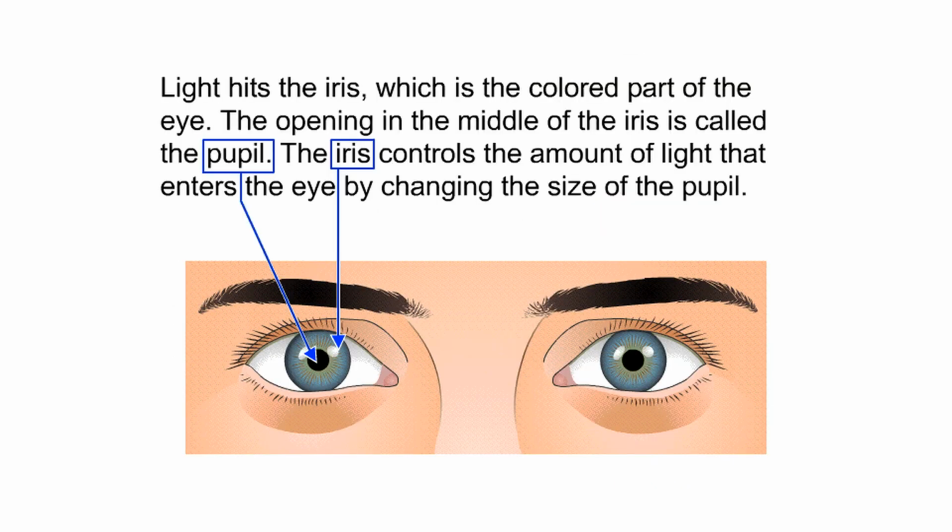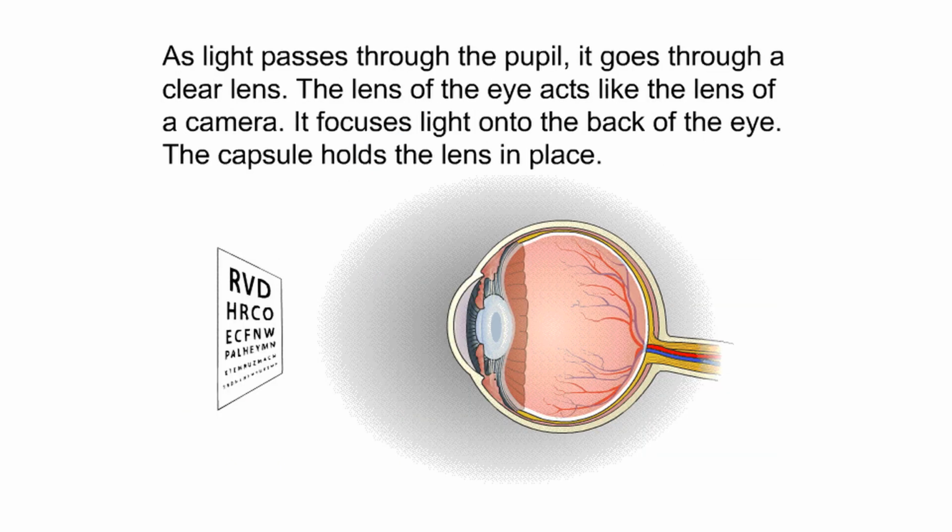Light hits the iris, which is the colored part of the eye. The opening in the middle of the iris is called the pupil. The iris controls the amount of light that enters the eye by changing the size of the pupil. As light passes through the pupil, it goes through a clear lens. The lens of the eye acts like the lens of a camera. It focuses light onto the back of the eye. The capsule holds the lens in place.